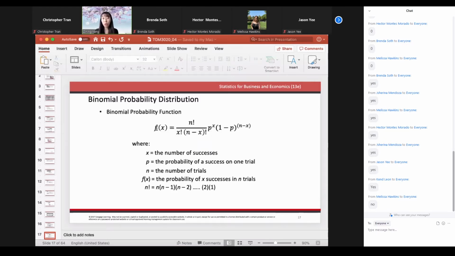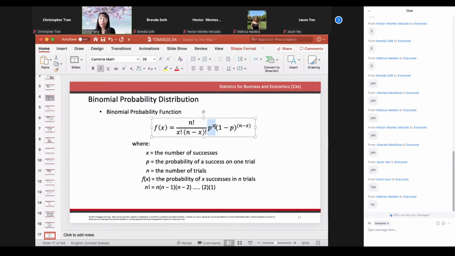So the formula in the binomial probability function is, look at f of x, right? This is zero probability. So probability now equals n factorial, where n is the number of observations, divided by x factorial times n minus x factorial. So it's the number of successes factorial multiplied by the number of failures factorial.